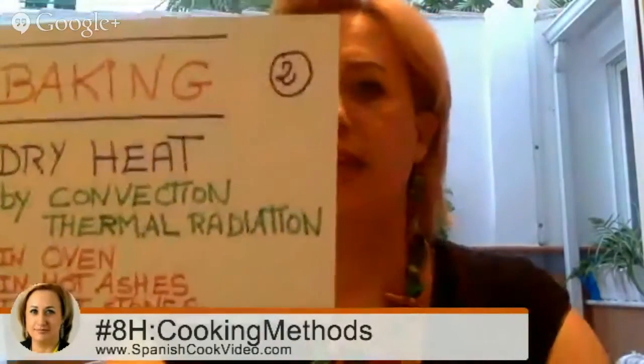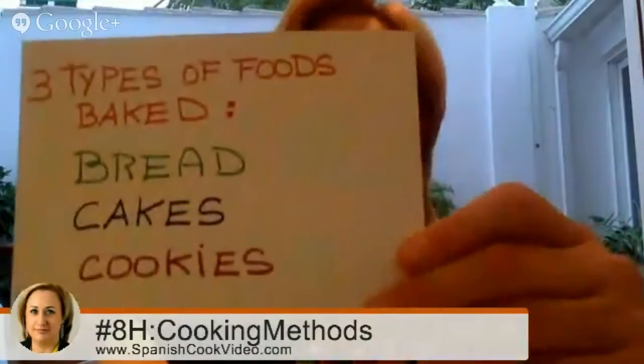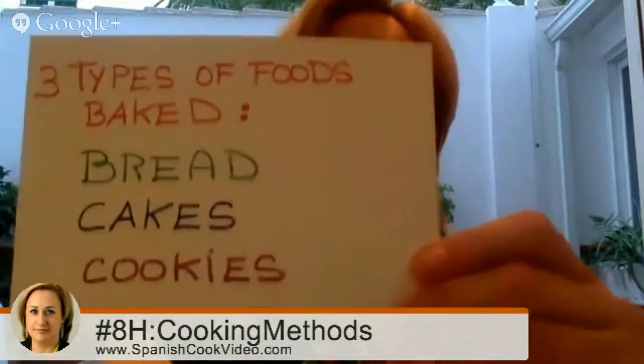Well, let's talk now about another cooking method, baking. Baking is a cooking method that uses prolonged dry heat by convection rather than by thermal radiation. Normally it's in an oven, but also in hot ashes or on hot stones. There are mainly 3 types of foods that can be baked. Bread, that is the most common baked, also cakes and cookies.